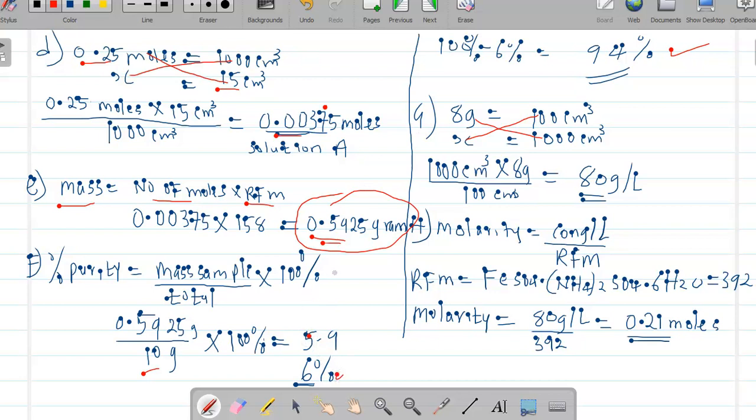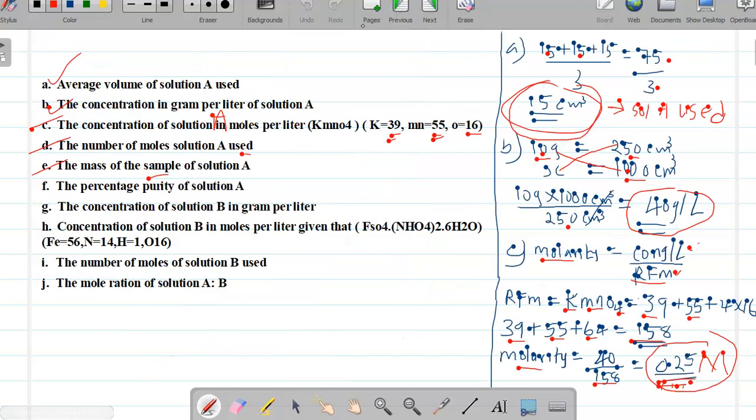So that's what you do in part F. We have done F. But G, the concentration of solution B in gram per liter.